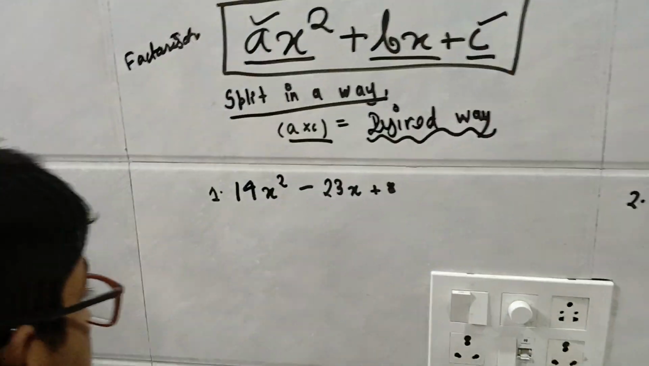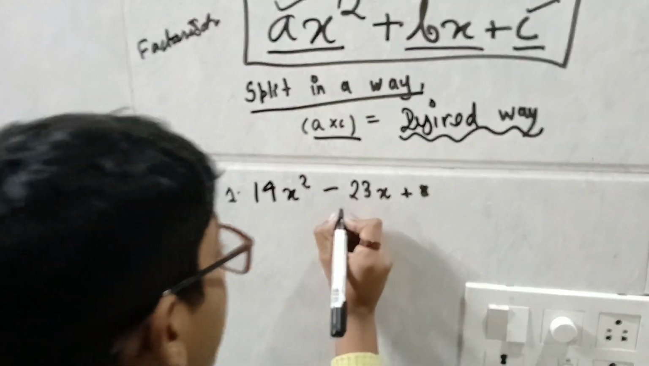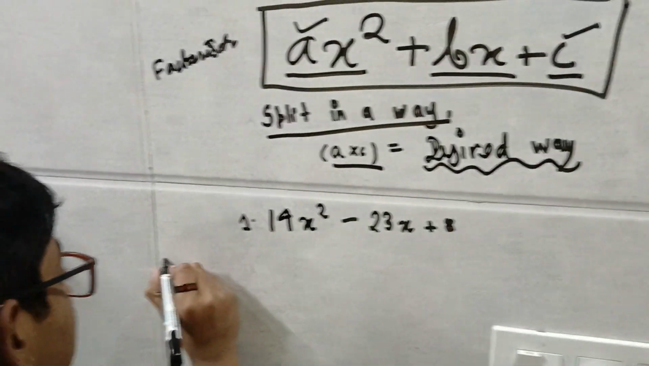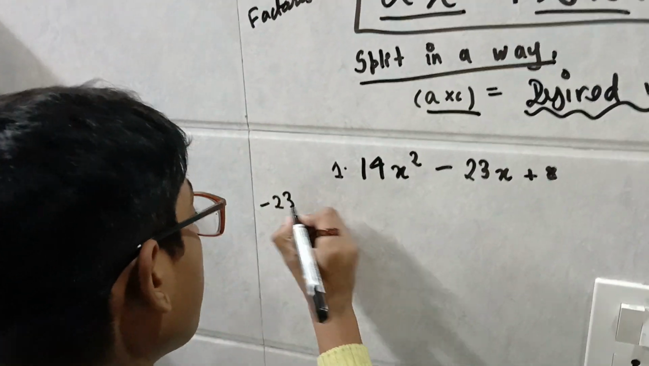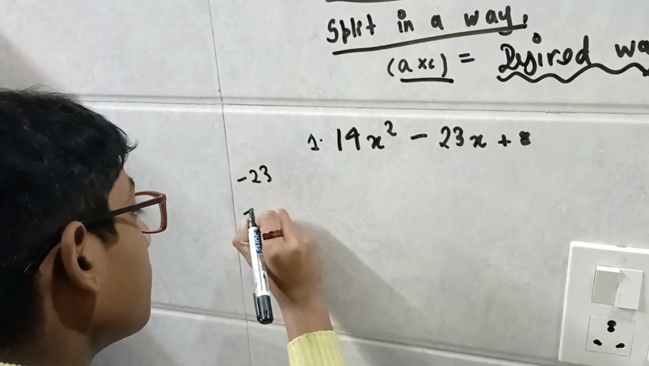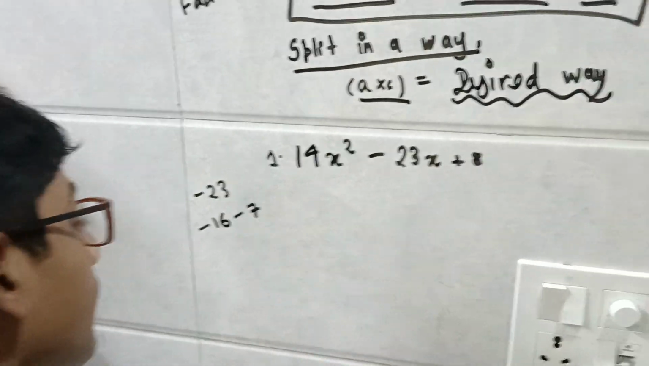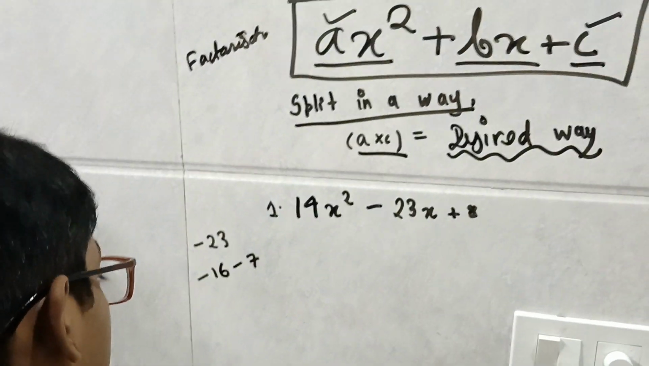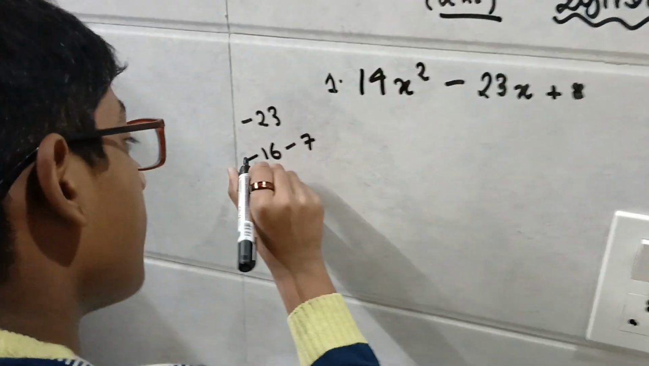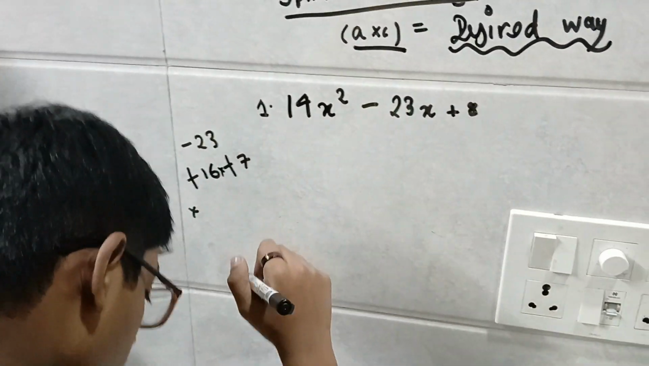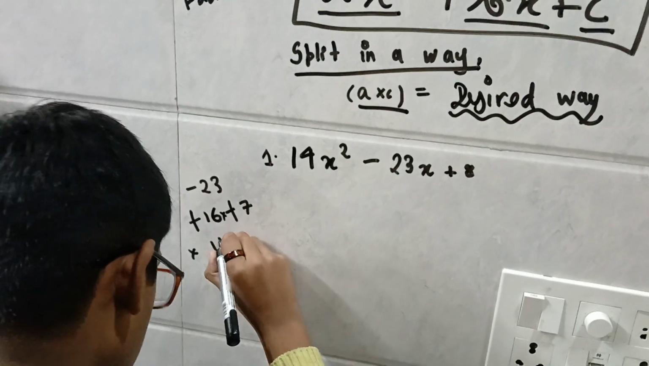Look at this question. We have to split it in such a way that, for example, we take minus 23. Minus 23 can be written as minus 16 minus 7. But if we multiply them, minus gets cancelled and we are going to receive 112.